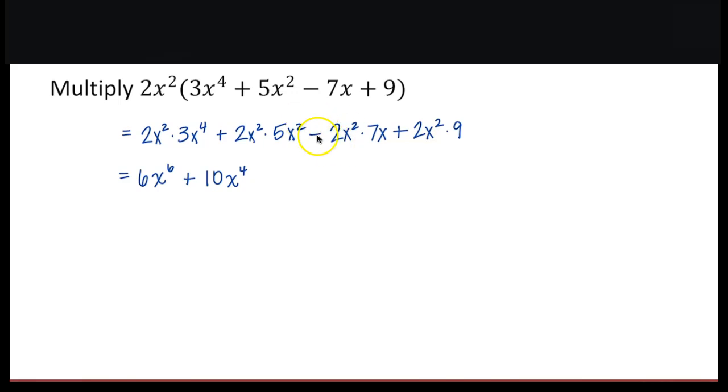In the next term, we have a negative 2 times 7, so our coefficient will be negative 14. And x squared times x, well, x is x to the first, so when we multiply x squared and x to the first, we are going to get x to the third when we add those exponents. And finally, we're going to have positive 2 times 9, so plus 18 as our final coefficient, and we only have x squared, so plus 18x squared.